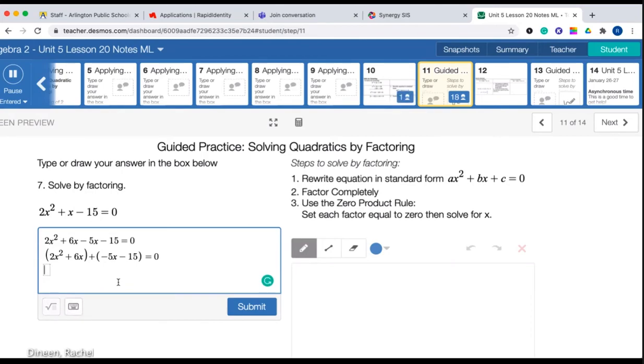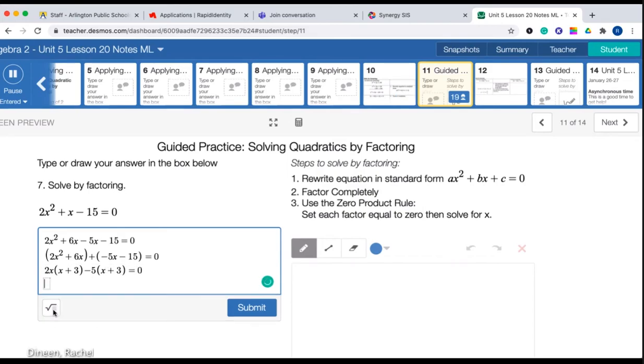So for my first set of parentheses, my greatest common factor is 2x. 2x squared divided by 2x is x. 6x divided by 2x is 3. Then I factor out my greatest common factor for my second set of parentheses, which is negative 5. Negative 5x divided by negative 5 is x. Negative 15 divided by negative 5 is a positive 3.